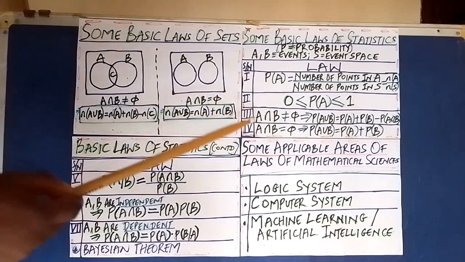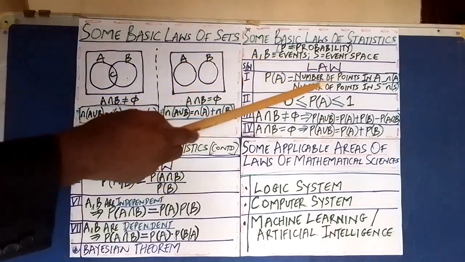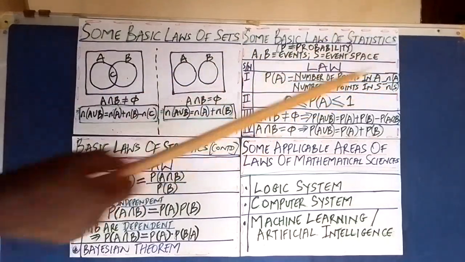So let's look at another law. That's law 4. Law 5 is called conditional probability. You can see that the probability of A given an event B is equal to probability of A intersection B over probability of B. We remember that when we talk about probability of A, the simple illustration is to consider a coin. A coin has two faces. It could be tail, it could be head. So the number of points in S will be 2.